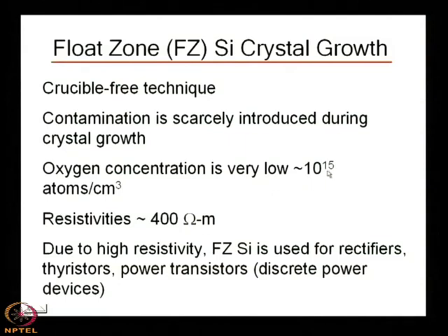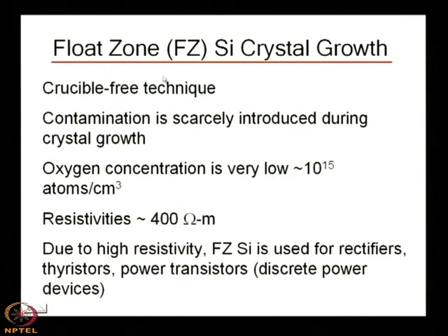It is approximately 10 to the power 15 atoms per centimeter cube, and so the resistivity is very high. It is 400 ohm meter, remember, not centimeter, ohm meter, is very high. And due to this high resistivity, float zone silicon is used for rectifiers, thyristors, power transistors, which are known as the discrete power devices. Okay. So, what we find?